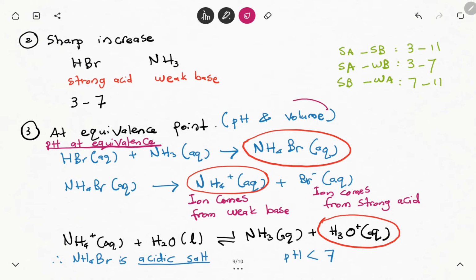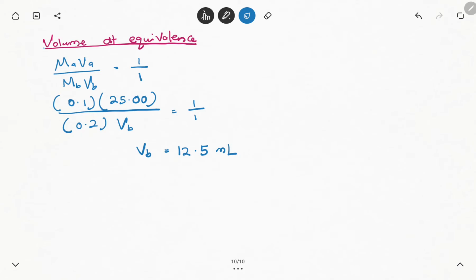Next, we need to identify the volume at equivalence. So we use the formula MAVA over MBVB equal to the ratio of acid to base, 1 to 1. Just substitute the values and we get the volume of base at equivalent point equals 12.5 milliliter.